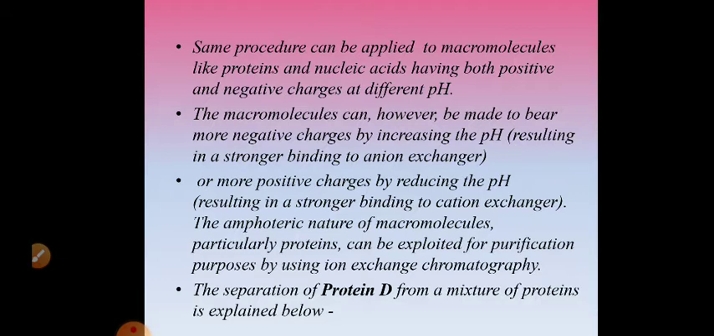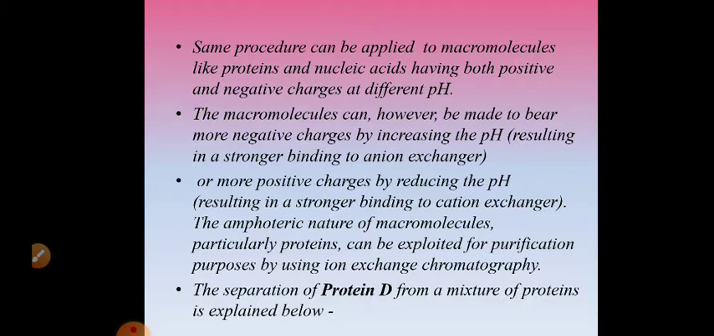See, if you want to separate macromolecules like proteins and nucleic acids, they have both positive or negative charge at different pH. So, if you want to separate the macromolecules, then you can make them acquire more negative charge by increasing the pH, or you can make them acquire more positive charge by reducing the pH, and so on. Okay, so you can make the macromolecule a positively charged molecule or a negatively charged molecule depending upon how you are carrying out the separation, right?